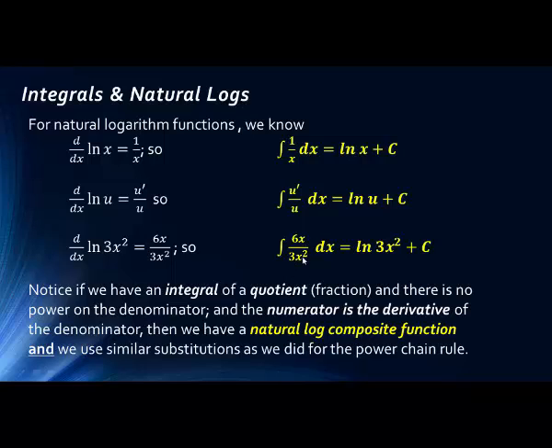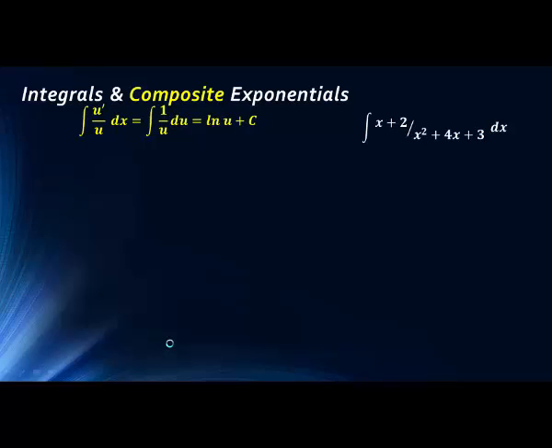So if I see a fraction, there are no parentheses and power outside it in the denominator, and the numerator is the derivative of the denominator, so I have a u down here and the derivative up top, derivative over the function, then I know that this is a natural log composite function, and we can use similar substitutions as we just did with the exponentials.